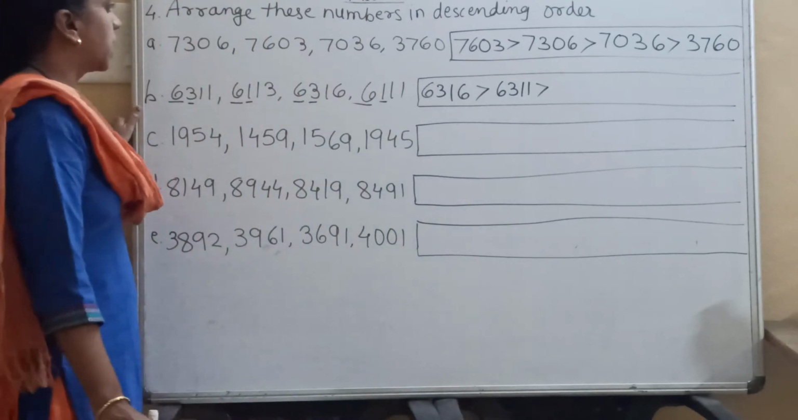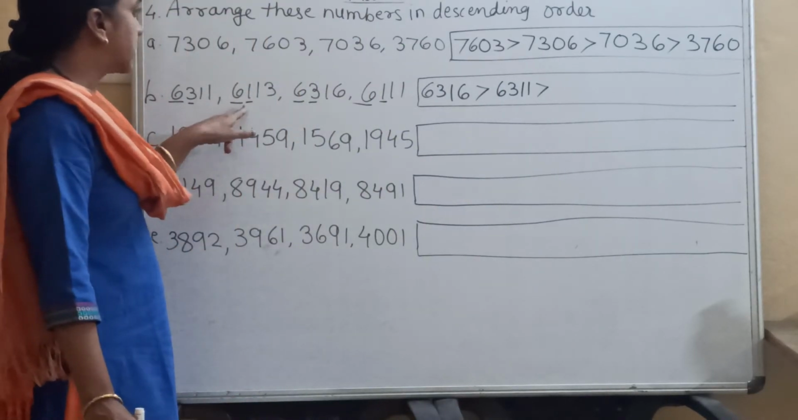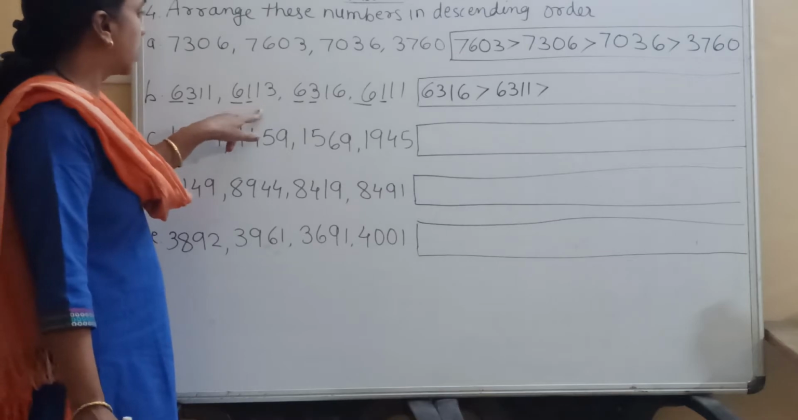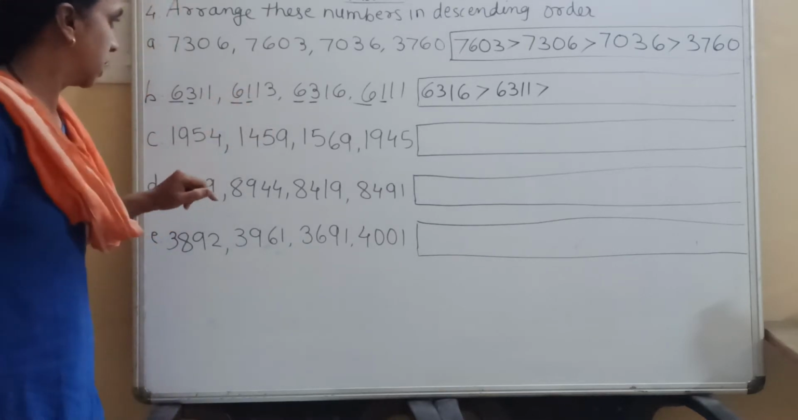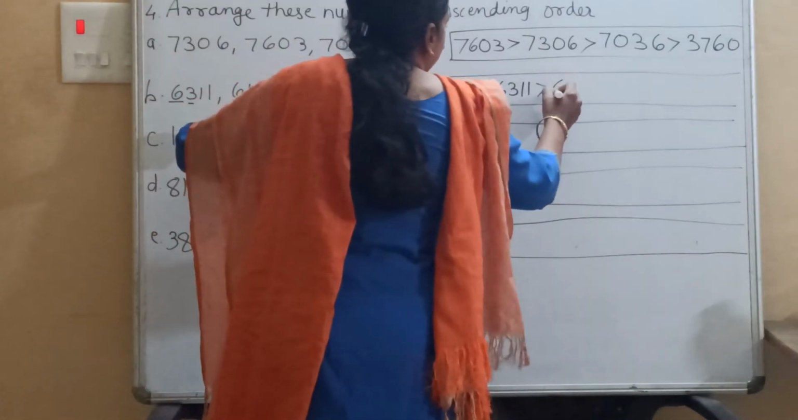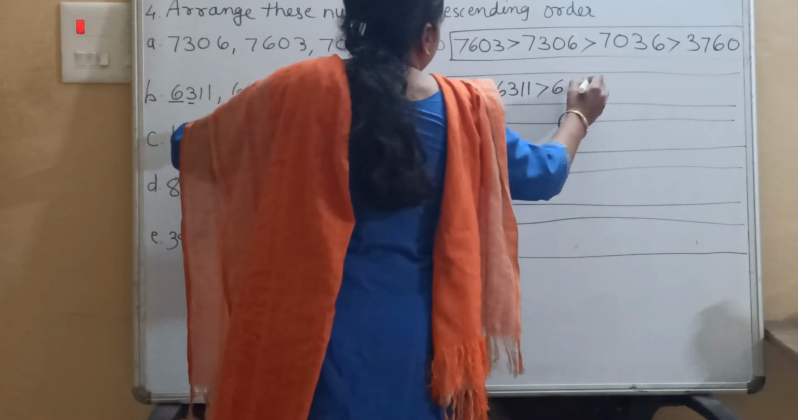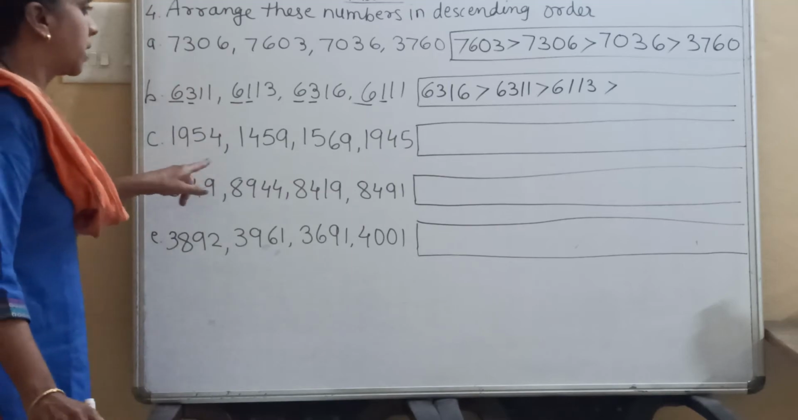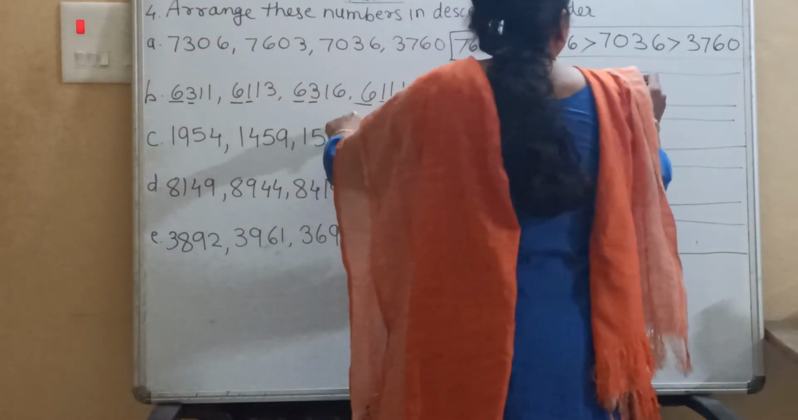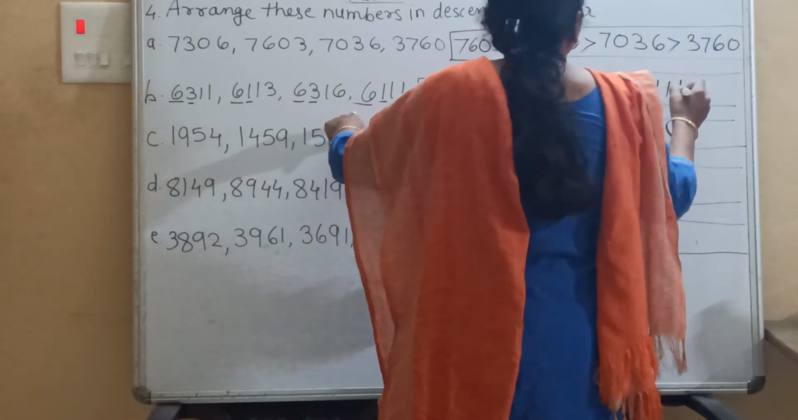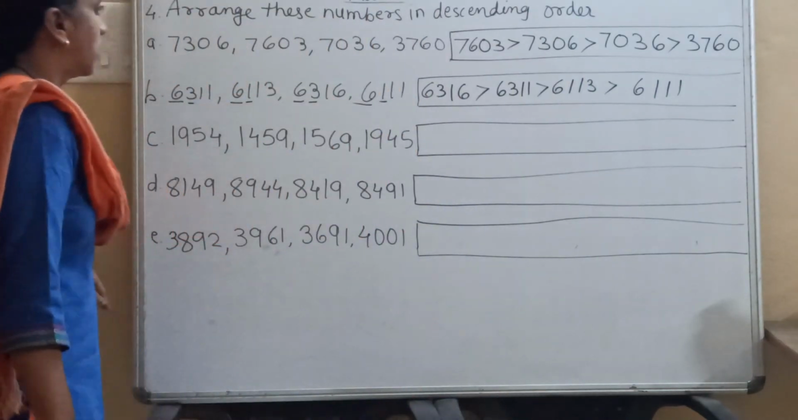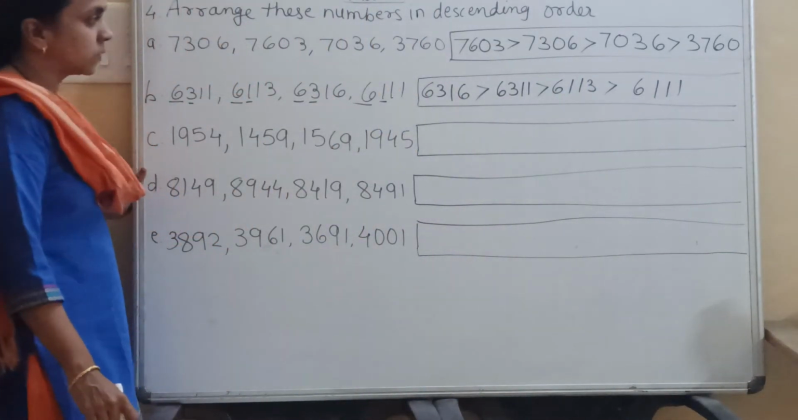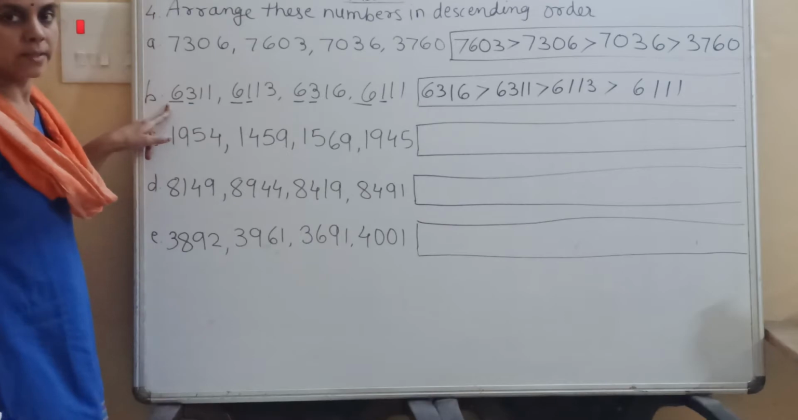Then smaller than this number, 6113. Then 6111. Okay. So in this way you have to write down this answer.